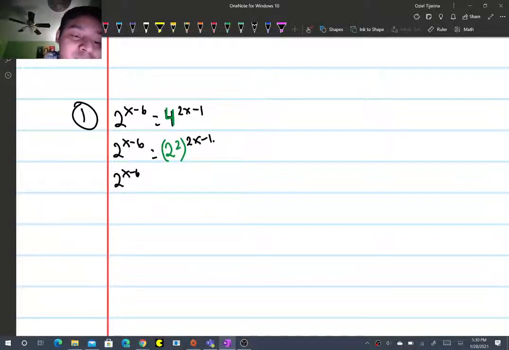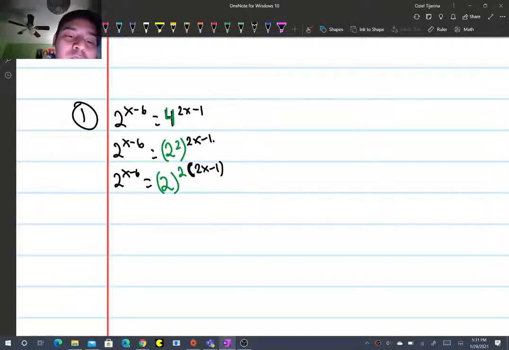The left side stays the same, okay? Basically you're going to do something like this. You're going to do 2 in parentheses, and then to the 2 times, and then you're going to put your function, your 2x minus 1 basically. So that's how you're going to do it.